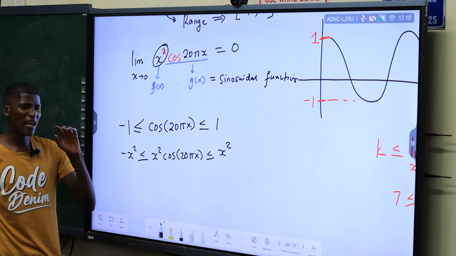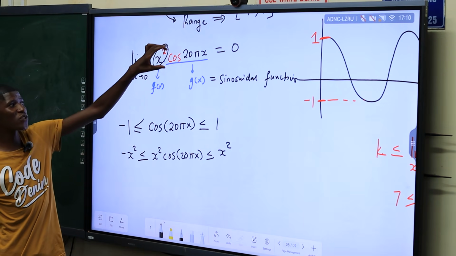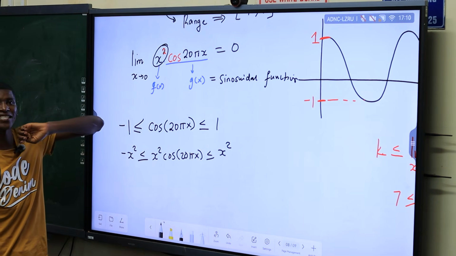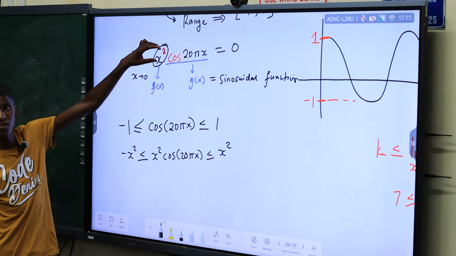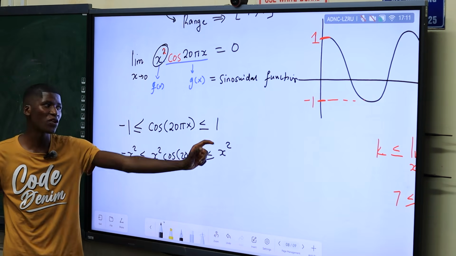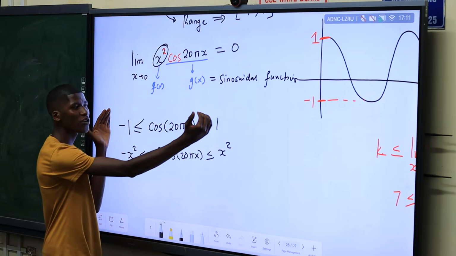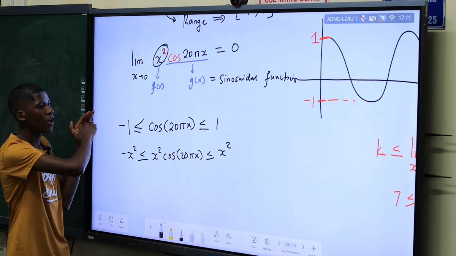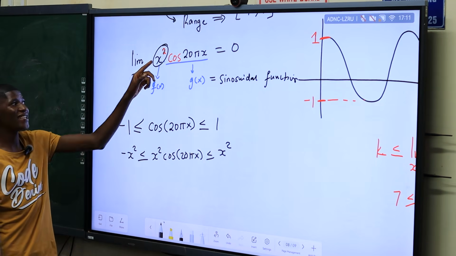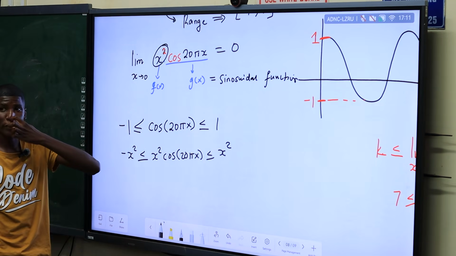Why did you even multiply by x squared? Because as much as we have a sinusoidal function, it is multiplied by what? By an amplitude of x squared. So we must also multiply the inequality, the range inequality of the cos graph. We multiply by what? By its amplitude, which is x squared.